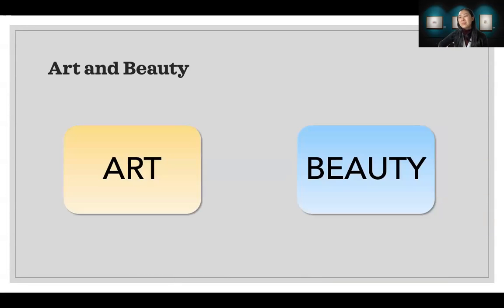So art can provide pleasure, but as we can see, it can also inspire sadness, horror, pity, awe, and a full range of other emotions. So art can be beautiful, but not all art tries to be beautiful. And beauty is not a requirement for art. That is the main point.